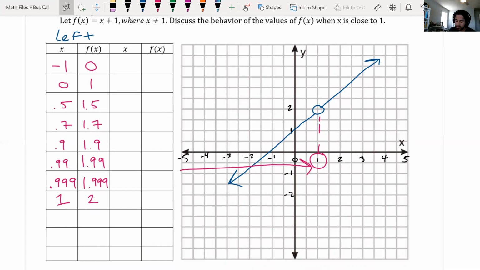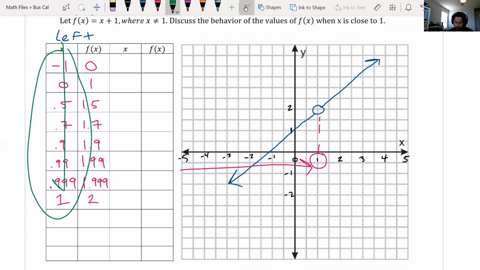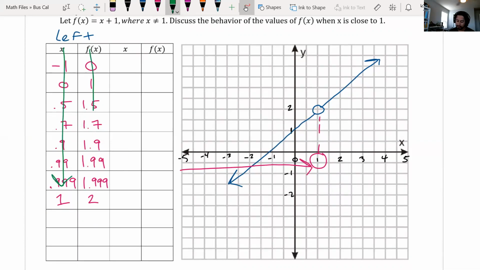Now to understand what we just did, let's look at the XY chart, and we're going to look at the graph as well. Looking at my XY chart, we see that for my x values, as x gets closer and closer to 1, y is getting closer and closer and closer to what number? 2. Good. I'll run that back one more time. As x gets closer and closer to 1 from the left side of the graph, y gets closer and closer to 2.